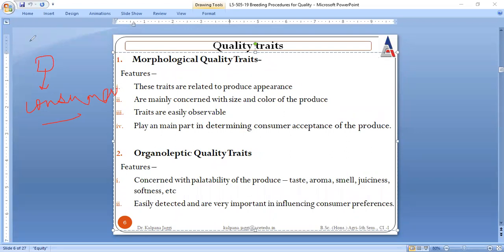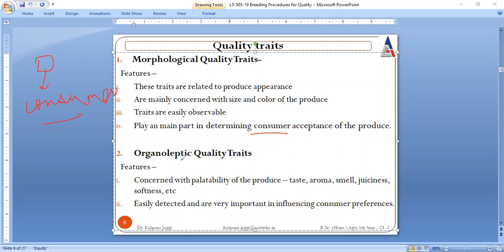Why is an immediate decision taken by the consumer? The reason is very clear, because this trait is under the category of morphological trait, which can be easily observed. This is the reason it helps the consumer take the immediate decision whether to have this product or not. So quality must be like that, where its morphological features are very good in nature.